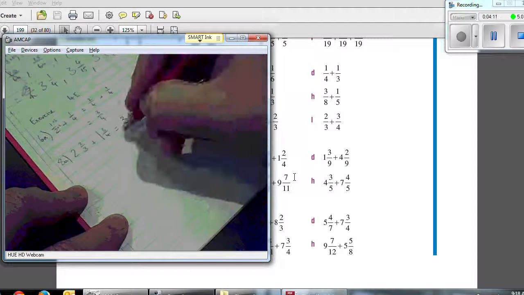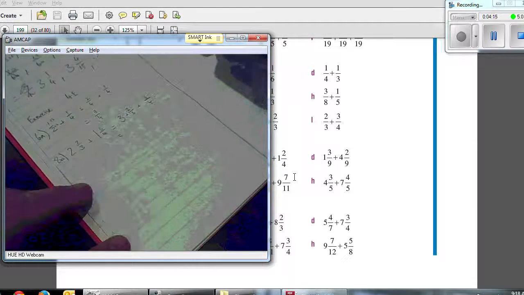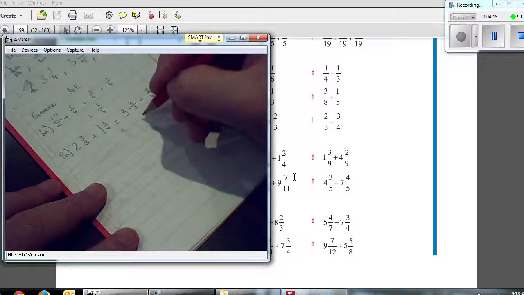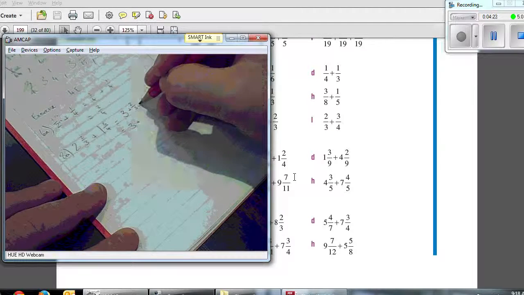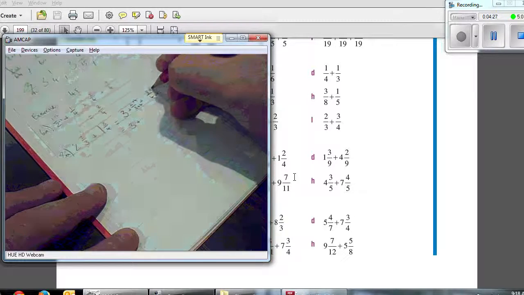Now I need to find a common denominator here. The lowest common multiple of 3 and 4 is 12. So I change these into 12s, so that needs to be multiplied by 4, and that needs to be multiplied by 3.